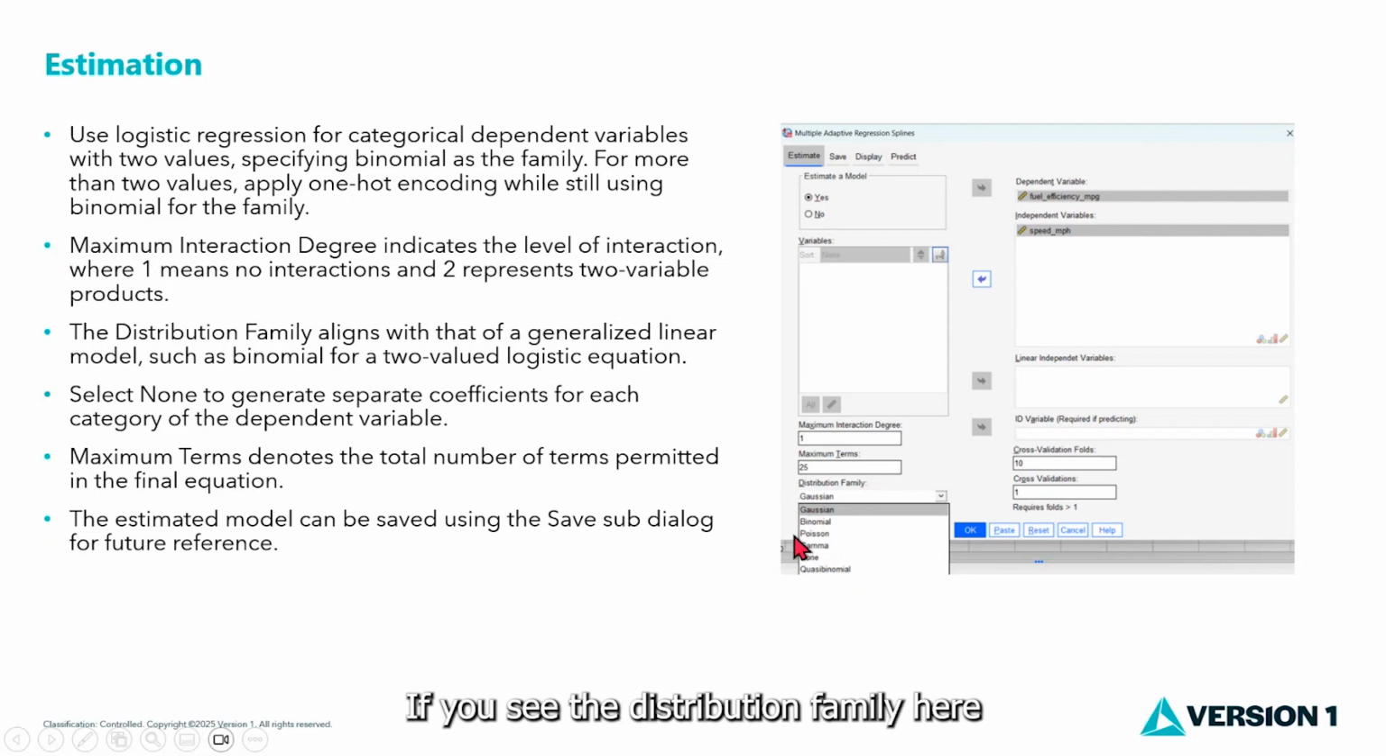If you see the distribution family here, this aligns with that of generalized linear models, such as binomial for a two-value logistic equation. Now, if you select none, you can generate separate coefficients for each category of the dependent variable. Maximum terms denotes the total number of terms permitted in the final equation. You can see that here. Also, the model can be saved using the Save subdialog box.